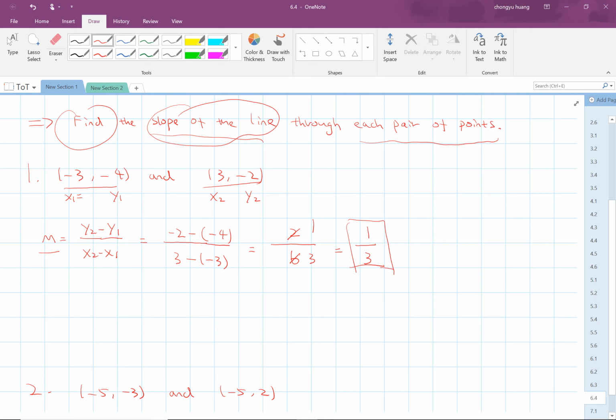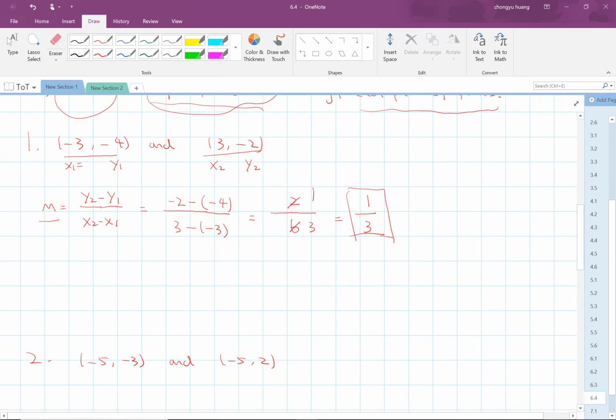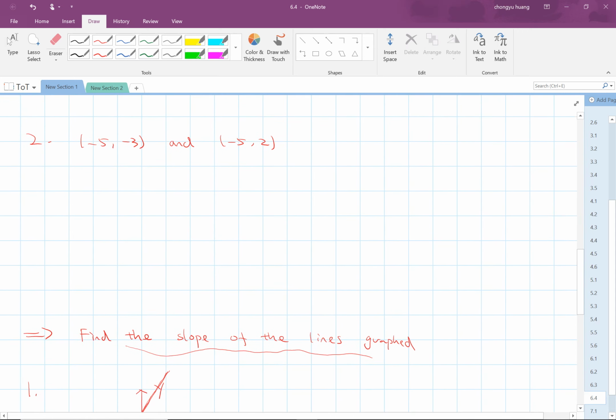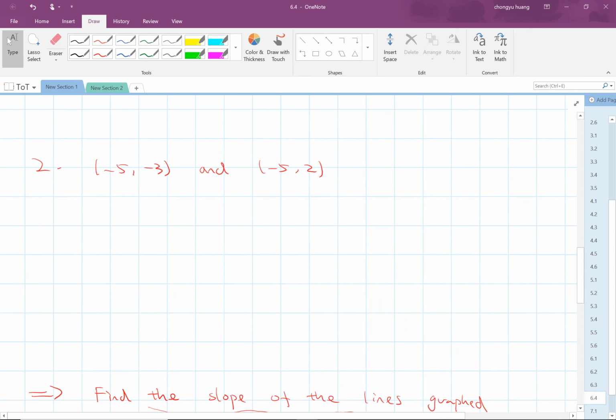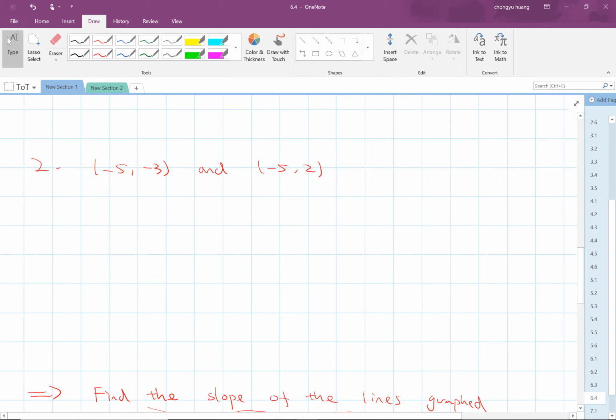Let's move into the second question. As I said before, here we want to find the slope, so make sure you write down the equation first, because you always want to include all the steps.